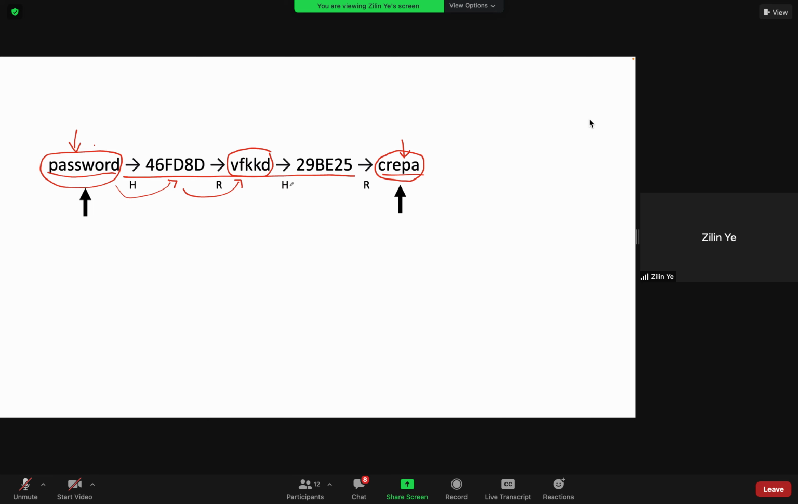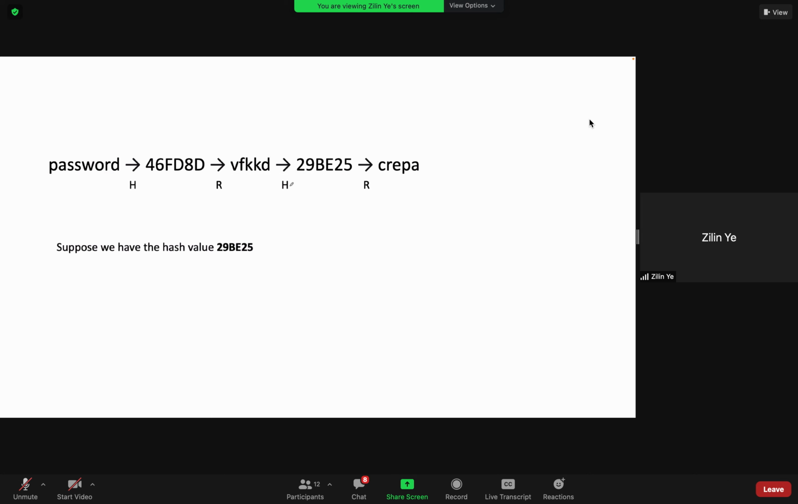And now we know what a hash chain is and how to compute the hash chain. The problem now, suppose we have a hash value. Let's say I got this hash value from a compromised database, and I want to know what is the password corresponding to this. How do I do this? Well, because I know this is a hash value, the first thing is I'm going to apply my reduce function on it.